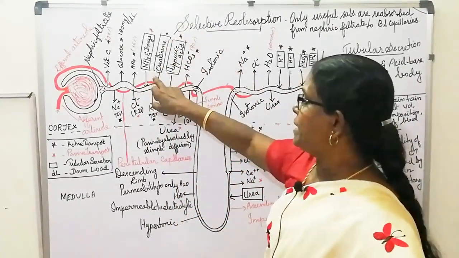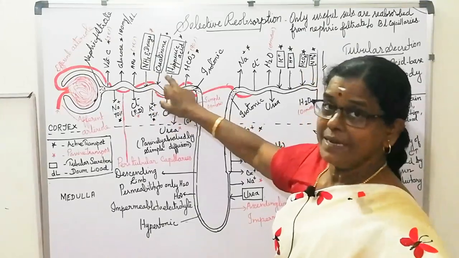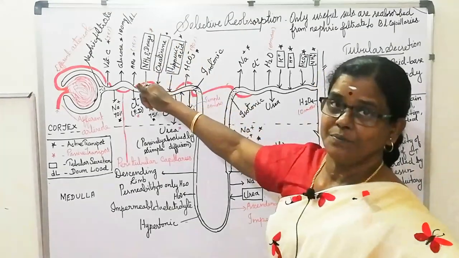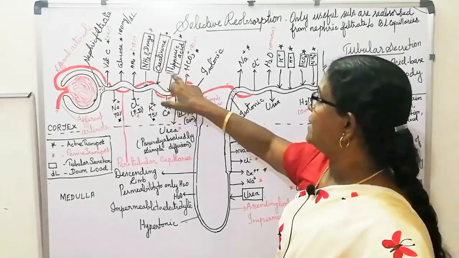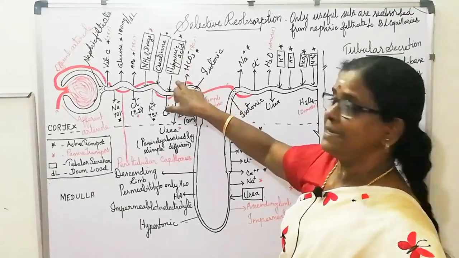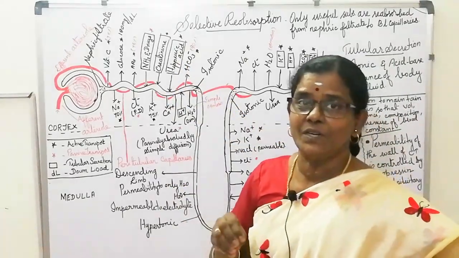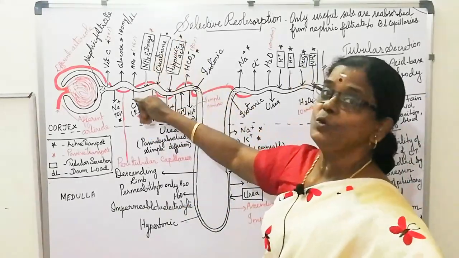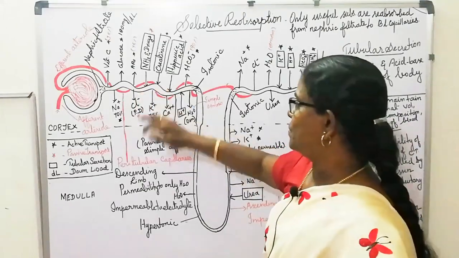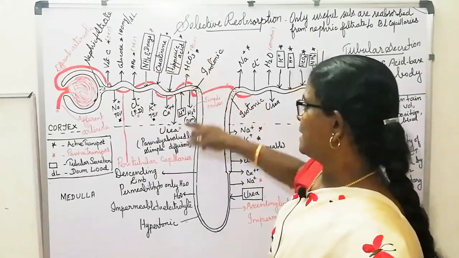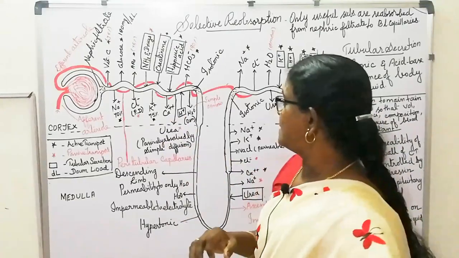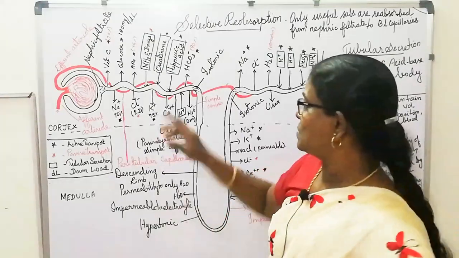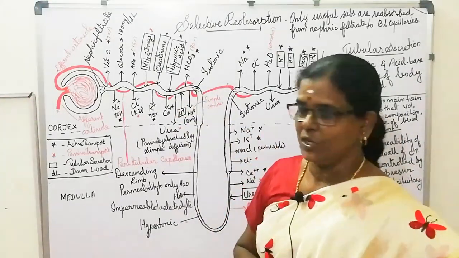See here, this is ammonia, creatinine, hippuric acid. These three are secreted into the proximal convoluted tubule. Creatinine and hippuric acid are secreted into the proximal convoluted tubule by active transport. Then ammonia is diffused into the proximal convoluted tubule by the process of diffusion. Then hydrogen ion, the excess of hydrogen ion, is also secreted into the proximal convoluted tubule.